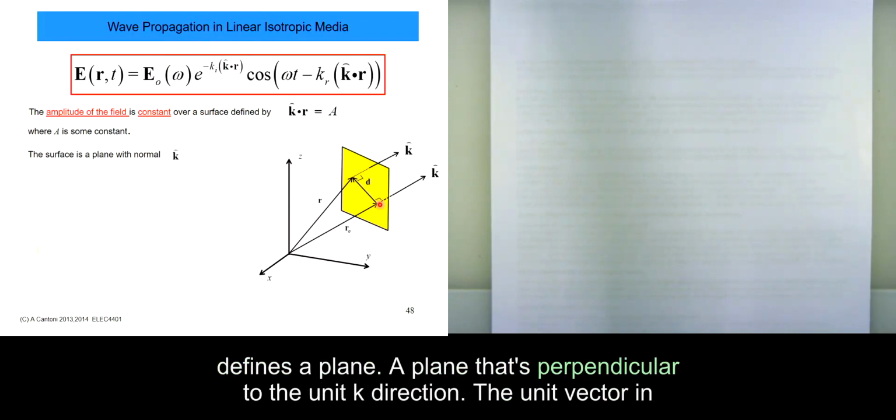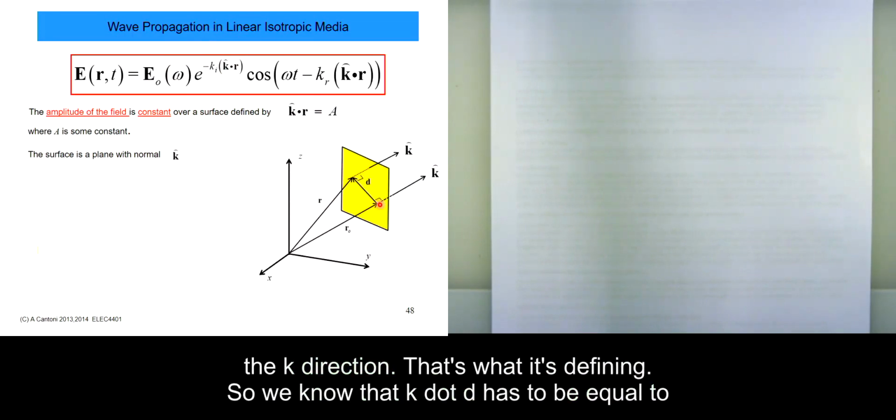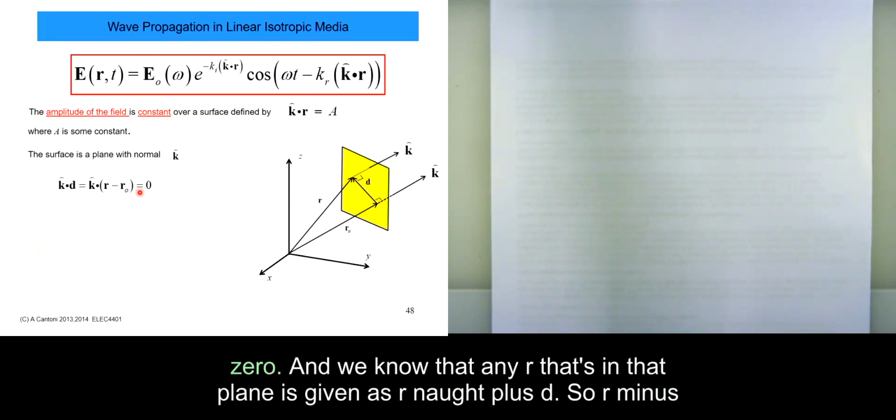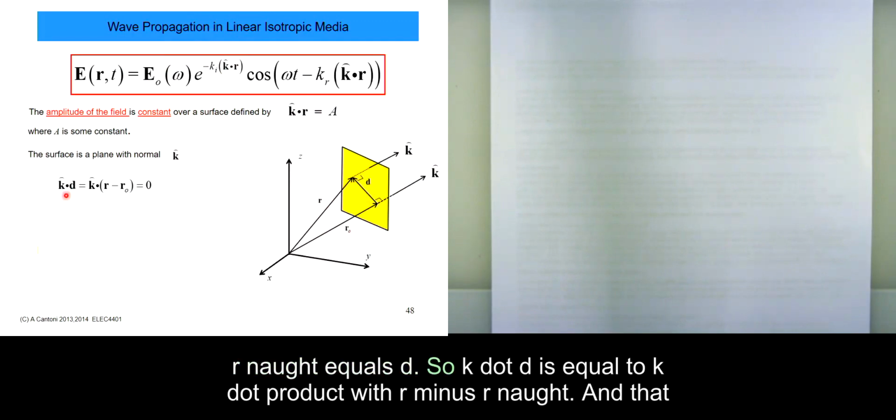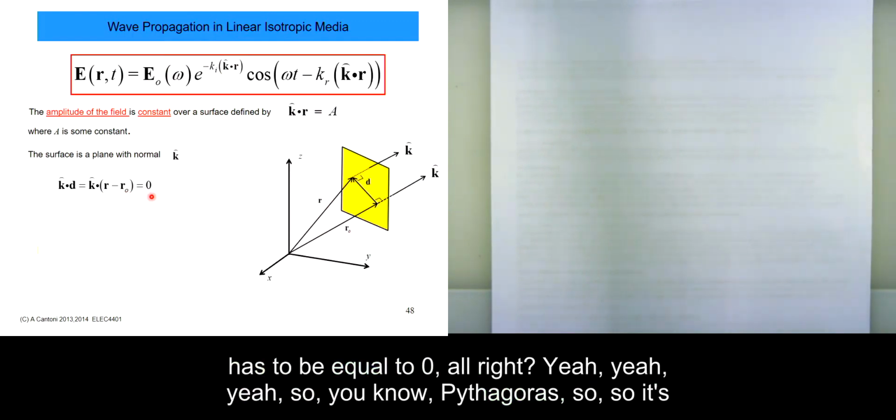a plane that's perpendicular to the unit vector in the k direction. That's what it's defining. So we know that k dot d has to be equal to 0. And we know that any r that's in that plane is given as r naught plus d. So r minus r naught equals d, so k dot d is equal to k dot product with r minus r naught, and that has to be equal to 0.